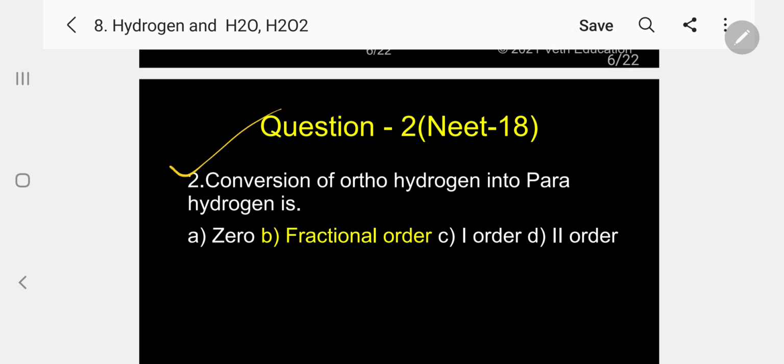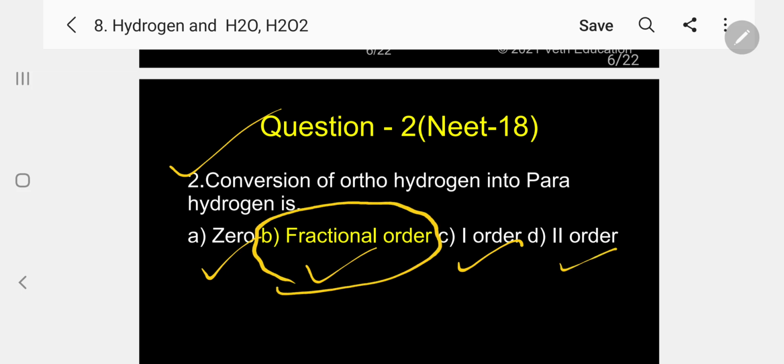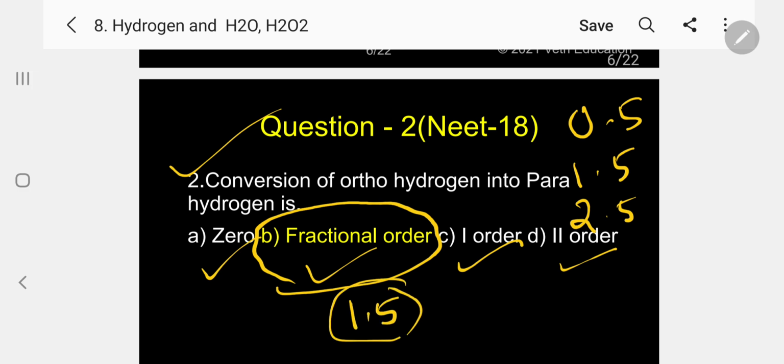Conversion of orthohydrogen into parahydrogen is: A, zero order; B, fractional order; C, first order; D, second order. The correct answer is fractional order. What is meant by fractional? Fractional means it may be 0.5, it may be 1.5, it may be 2.5, like that. So here the value is 1.5, fractional order.